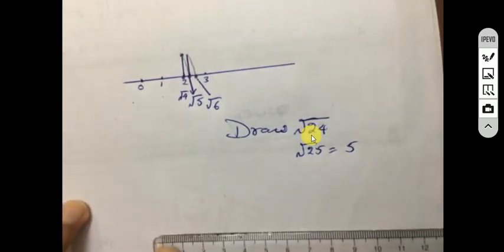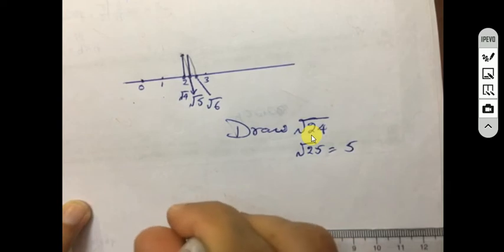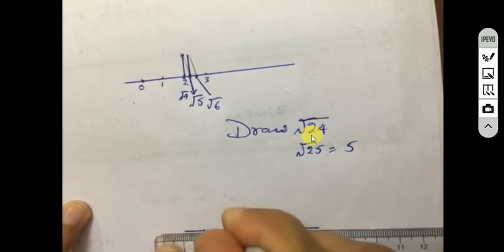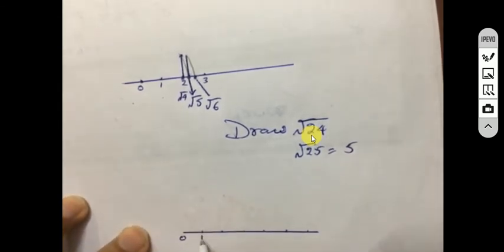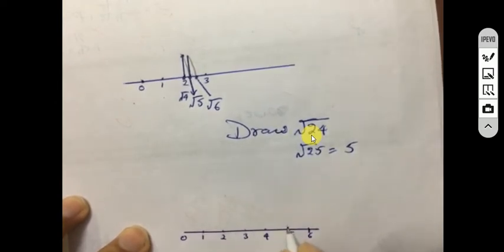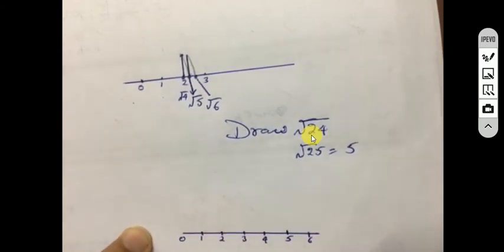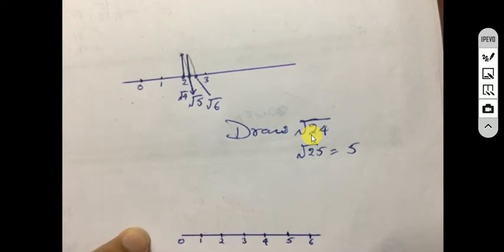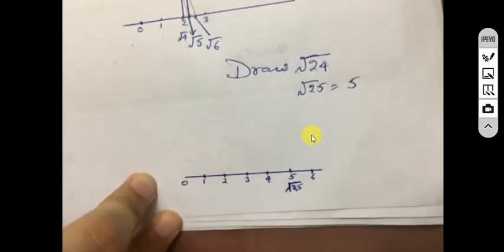Its basic step is to draw a line. So first we are drawing a line. This is a line. Zero, 1, 2, 3, 4, 5 and 6. I have measured it like this. Okay, now next step. This point is actually under root 25. Under root 25 is 5. So the 5 point is under root 25. Is this clear to everyone?